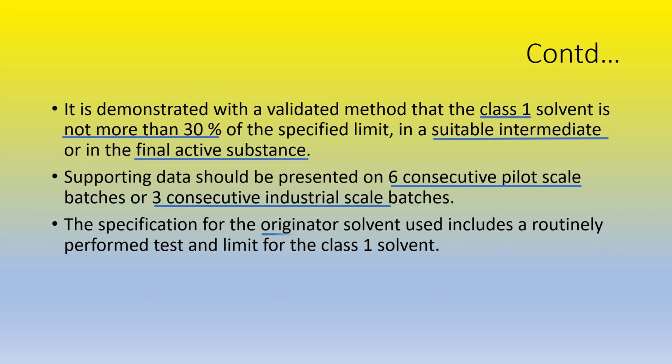The specification for the originator solvent used includes a routinely performed test and limit for the class 1 solvent. Also, if there is a control in the originating solvent, the testing could be avoided for routine clearance. That means there should be a specification to test for class 1 solvent in the originating solvent. There should be an approved specification of benzene content in toluene or acetone, which is the originating solvent.